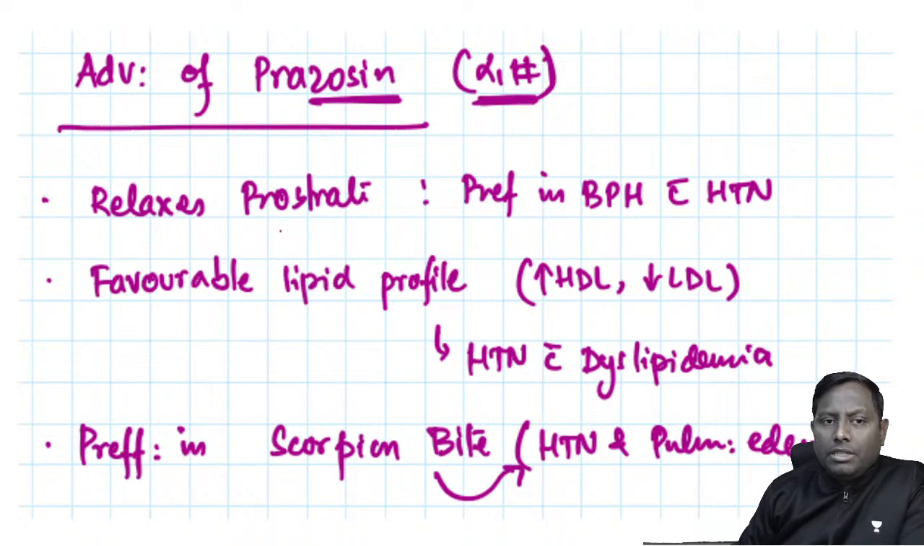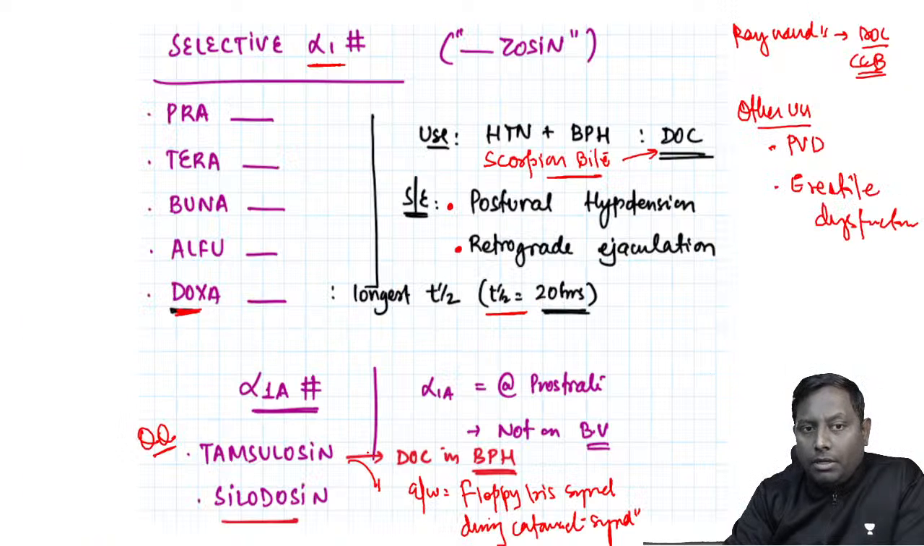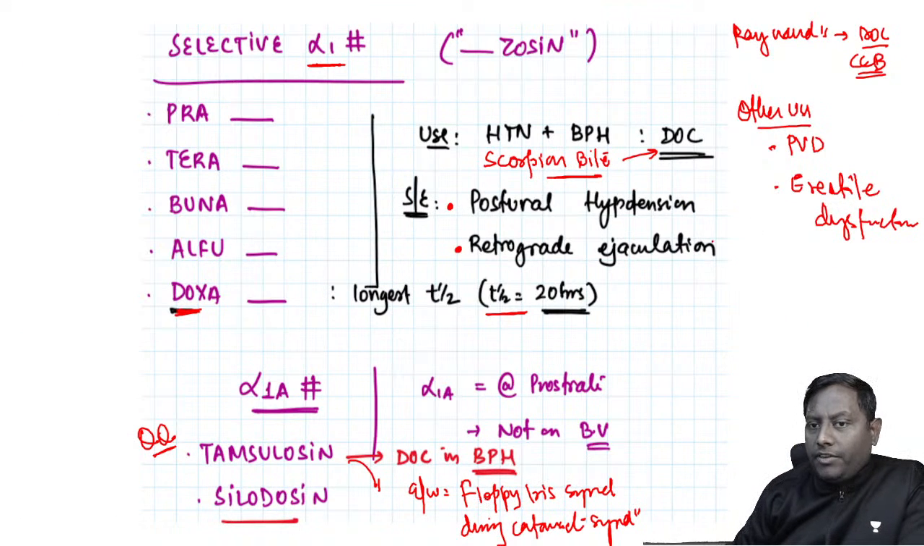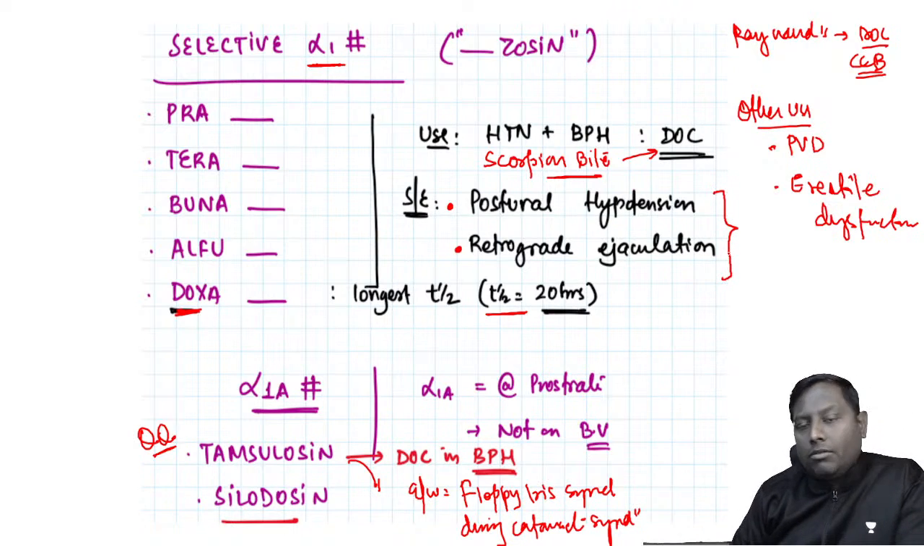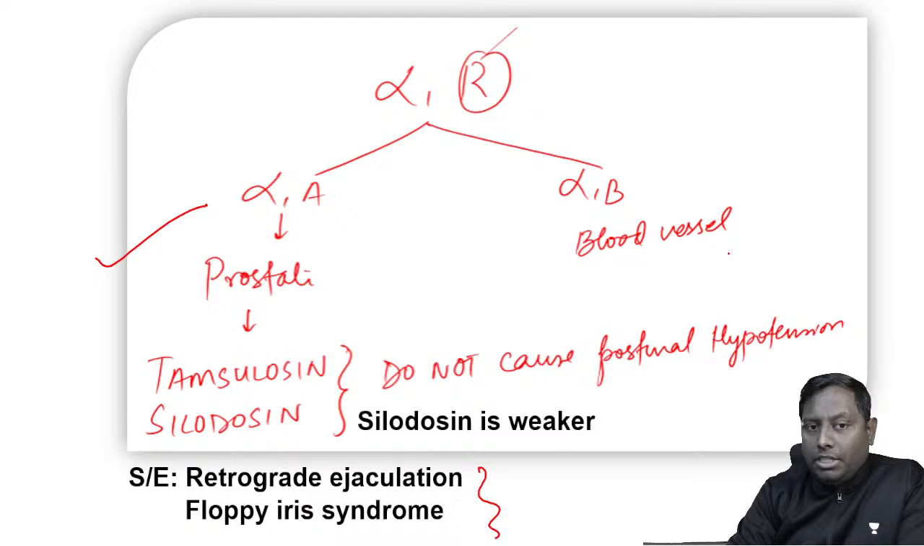Advantage of prazosin, or any of the alpha 1 blockers: they relax the prostate, and they have a favorable lipid profile, therefore you can prefer them in dyslipidemia, and again scorpion bite, which I have already told you. Retrograde ejaculation and floppy iris syndrome can be seen. Postural hypotension and retrograde ejaculation can be seen with any alpha 1 blocker, selective or non-selective, acting on the blood vessel. Remember that.